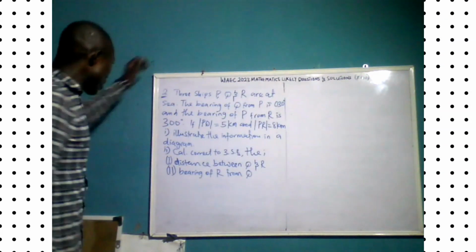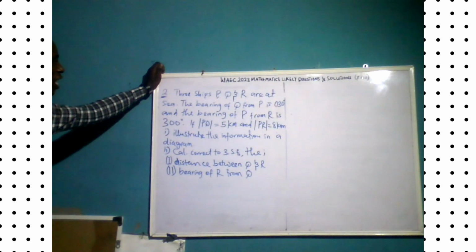Now let's take question number 2. Three ships P, Q, and R are at sea. The bearing of Q from P is 030 degrees, and the bearing of P from R is 300 degrees. If the magnitude of line PQ equals 5 kilometers, and the magnitude of line PR equals 8 kilometers, we are asked to illustrate the information in a diagram. That is question 2, Roman figure 1.